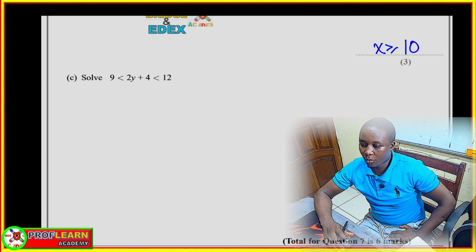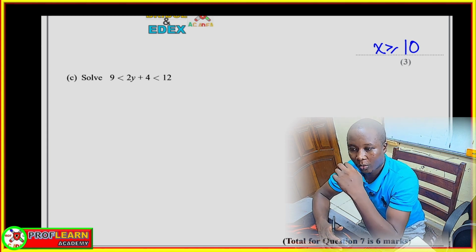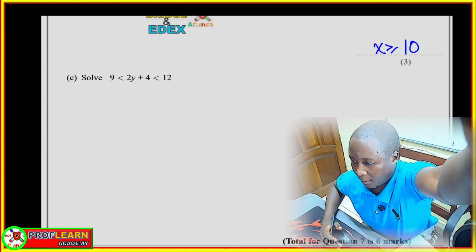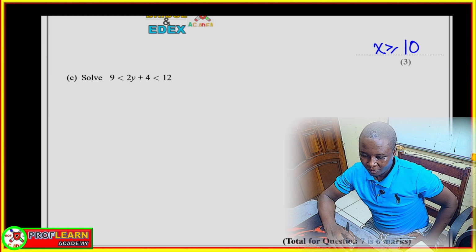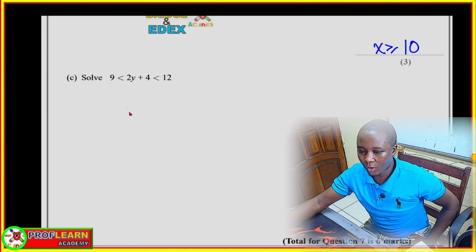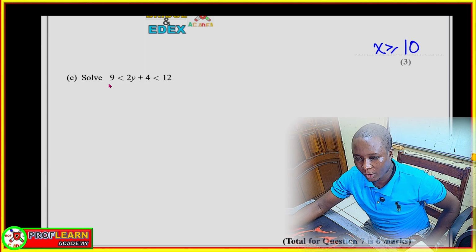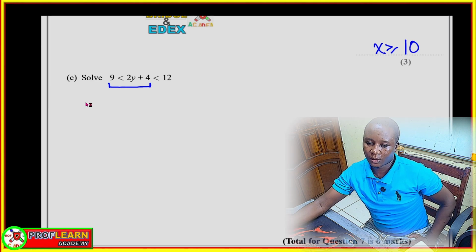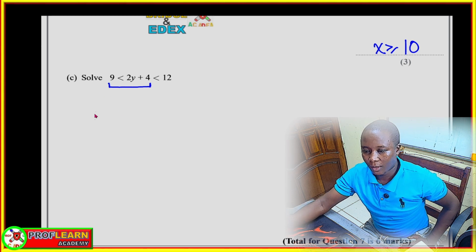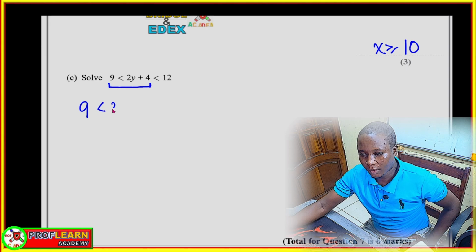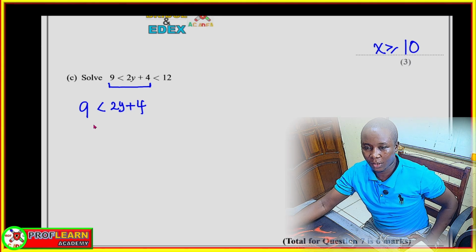Then another possible question that can be asked is whereby you are supposed to work out what we call compound inequalities. Now for you to work out such a question, you are going to work out each of them separately. So you will work out this part up to that. If you work it out, it's going to be 9 is less than 2y plus 4. That's the first inequality that we shall be working on.